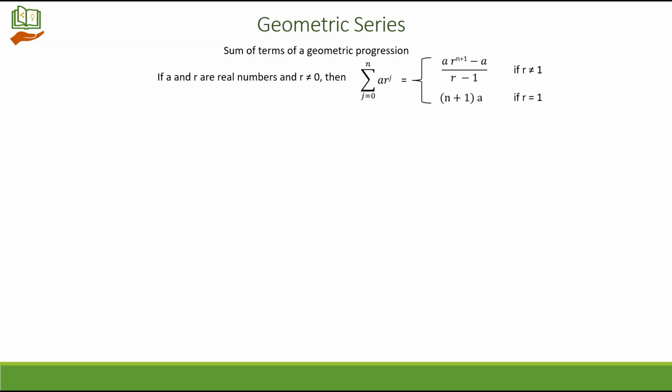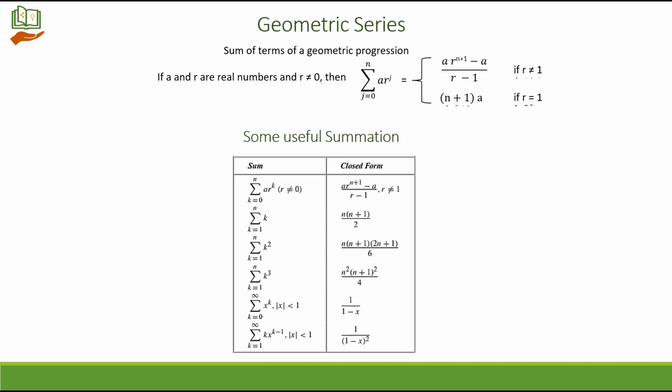They have actually explained how this particular formula comes about in certain books. I am not getting into the detailed explanation. When r is equal to 1, we have n plus 1 into a. When r is not equal to 1, this will be the formula: a into r power n plus 1 minus a, divided by r minus 1. Now we will see some useful summations. They have given the summation of the geometric progression here.